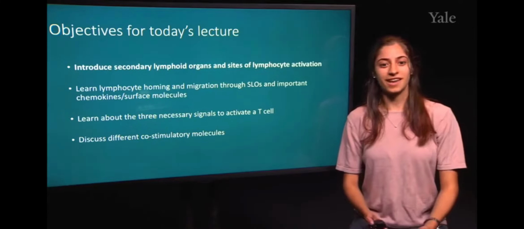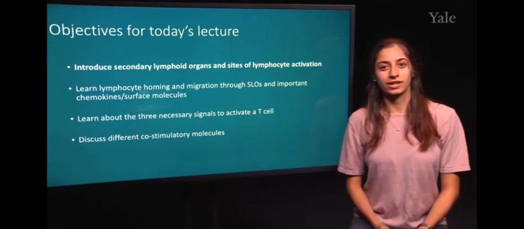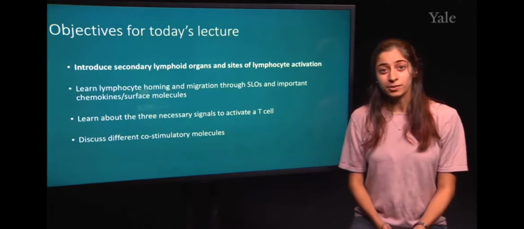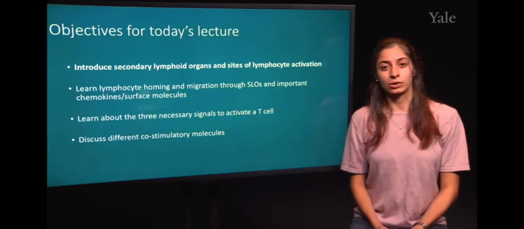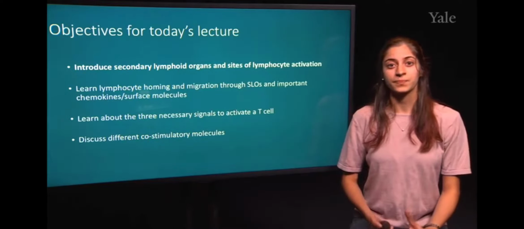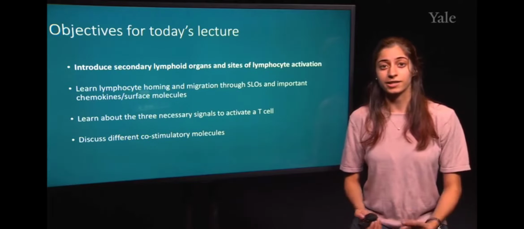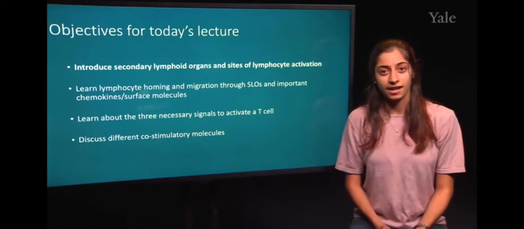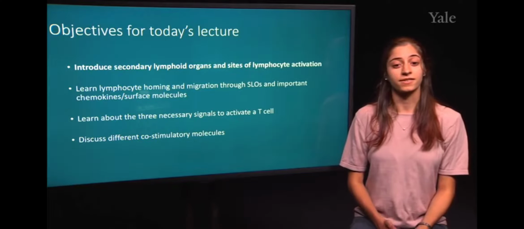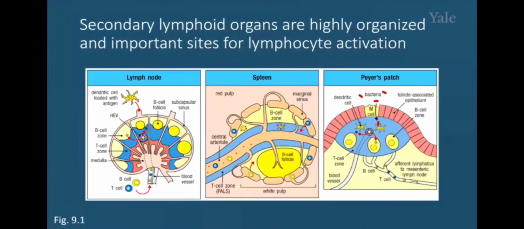So, to begin, we will first talk about the secondary lymphoid organs in our bodies. You've probably already learned about the primary lymphoid organs, the bone marrow and the thymus, where lymphocytes develop. However, once the lymphocytes are mature, this is not actually the place where they become activated. Instead, they become activated in a set of secondary lymphoid organs. These include the lymph node, the spleen, and the Peyer's patches.